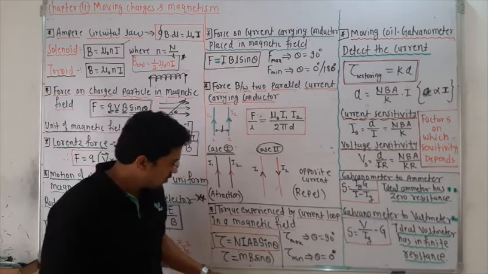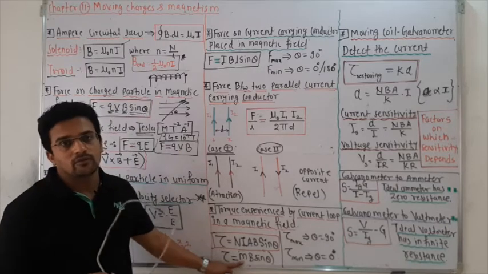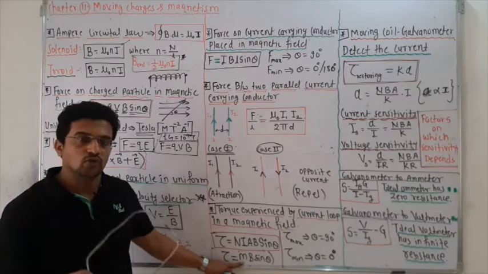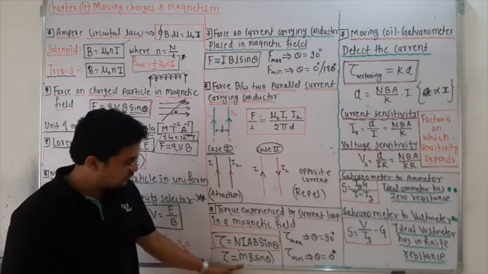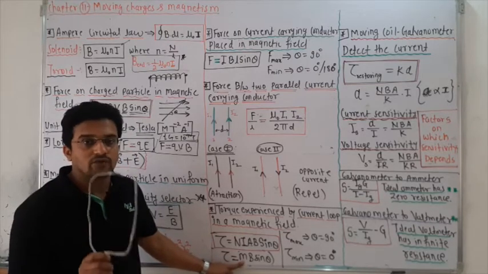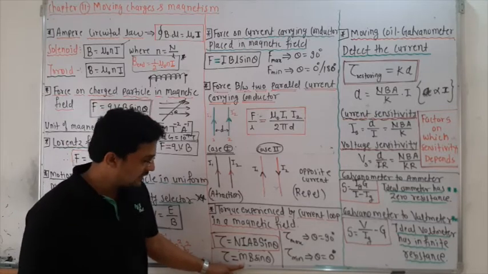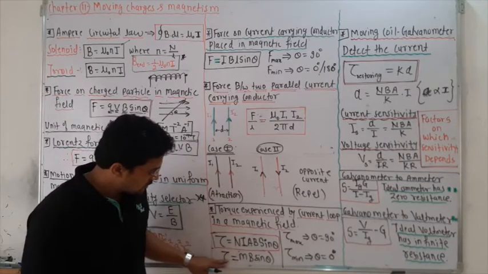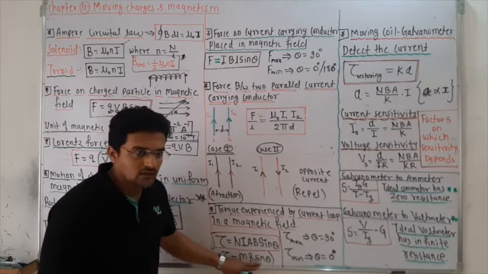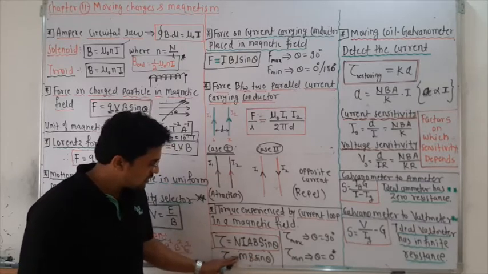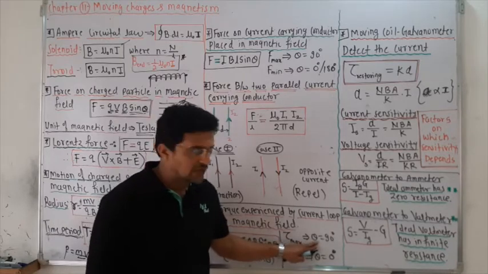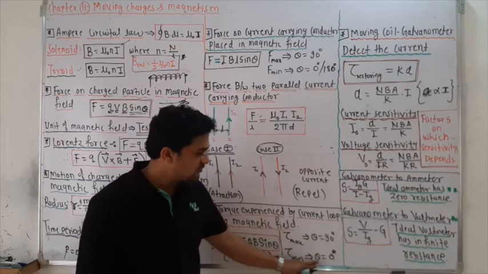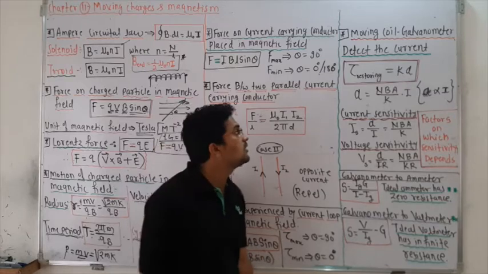The magnetic moment always points from south pole to north. Unlike the electric dipole moment, which points from negative charge to positive charge, in the same way the magnetic dipole always points from south to north. Then the torque is equal to MB sin theta. If there are N turns, it becomes NMB sin theta. The torque is maximum when theta is equal to 90 degrees, and minimum when theta is equal to 0 degrees.